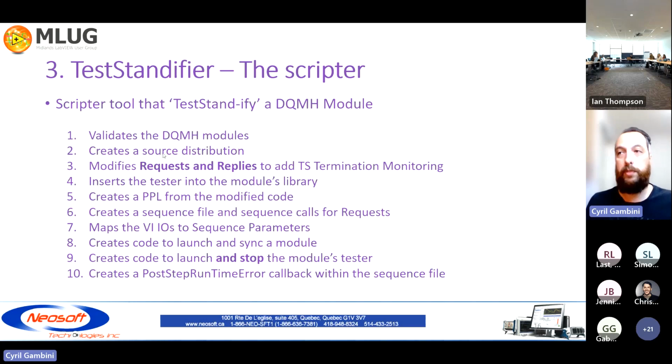Why do we do this? I will explain that after, but the idea is not to touch the original module. The idea is to work on a copy of your module, and we want a complete copy of the module, so we create a source distribution. Then we modify the requests and replies for test and termination monitoring, and I will explain why we're doing this. We insert the tester into the module's library, and then we create a PPL from the modified code. This way, you've got one single file holding the complete environment needed for your DQMH module to run.